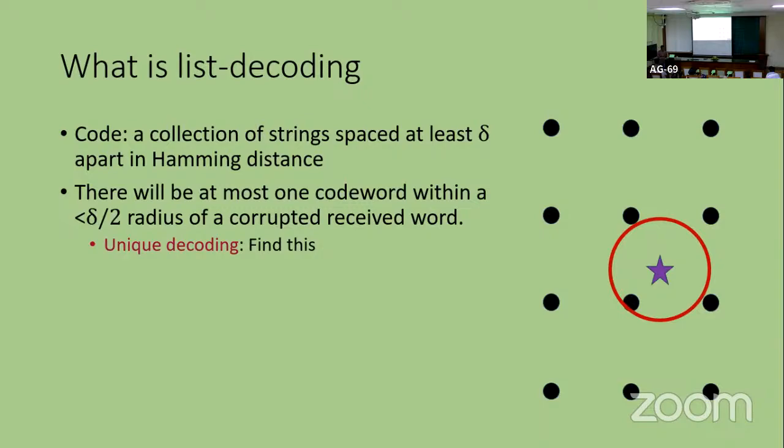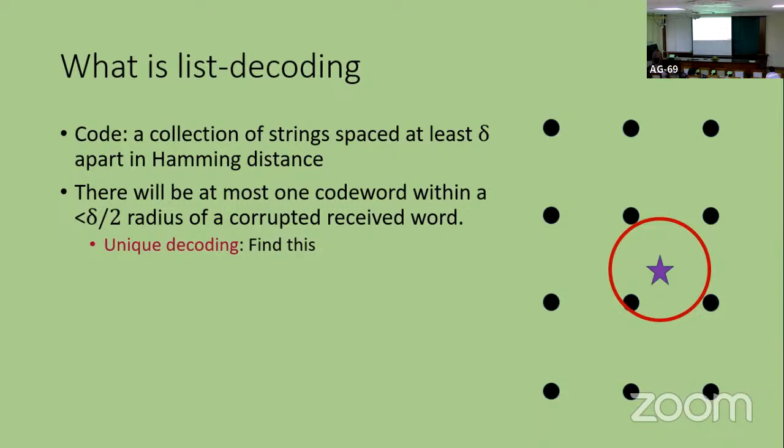Just by the fact that every pair of code words is delta apart, if you draw a circle around the received word of radius delta by 2, there should be at most one code word within that circle. This is just from the distance. So the unique decoding problem is just to find this: within a ball of radius delta by 2, find this code word.